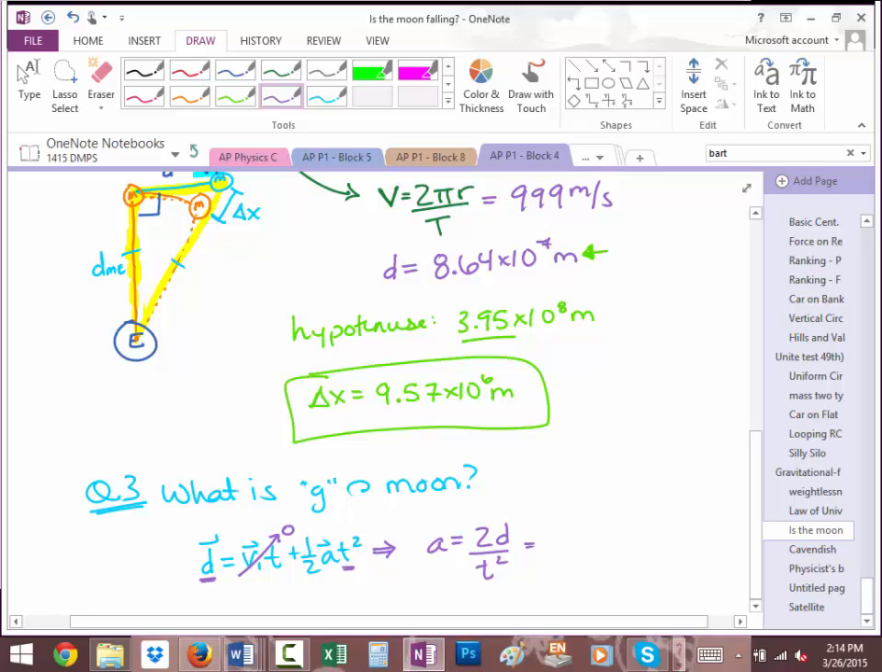Allison, did you guys get a number back there? 2.56 times 10 to the negative third. Say it again. 2.56 times 10 to the negative third. Units are meters per second squared. There you go.